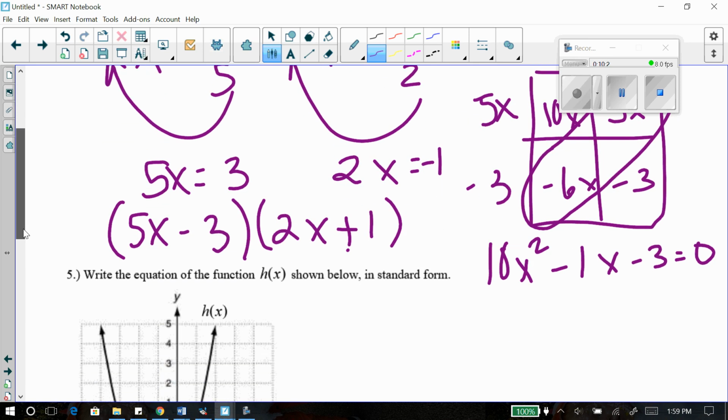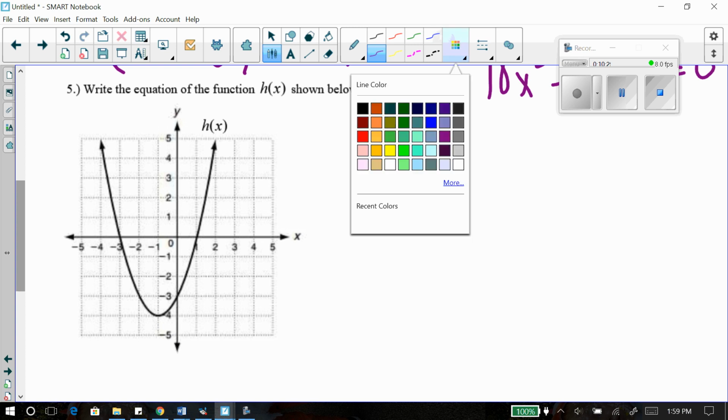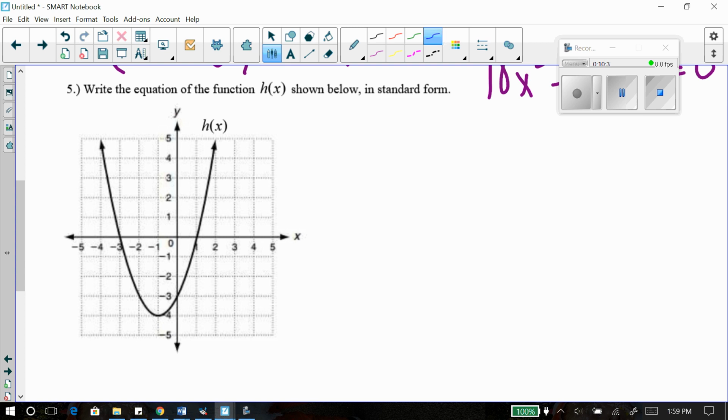All right, and last one here. Write an equation for the function h of x shown below. Okay, so this is tricky because they didn't give us the roots. Well, who cares? We can look at the graph and figure it out. x equals 1 is a root. x equals negative 3 is a root. Remember, think about the roots like where things come out of the ground. The roots are coming from the ground.